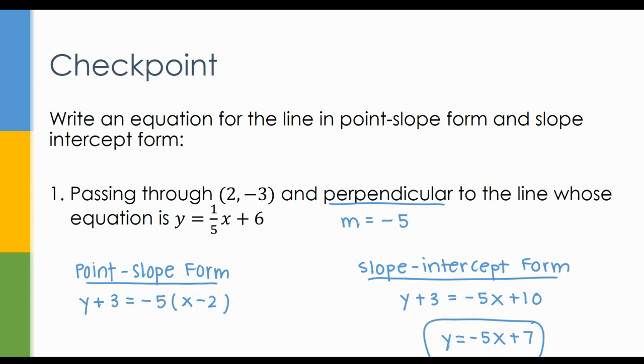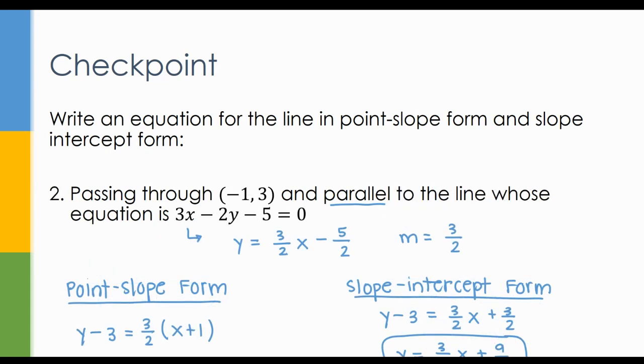For the first one, we're talking perpendicular. If 1/5 is the slope of that equation, the opposite reciprocal gives me the slope that I really want. Then point-slope form simplifies to y plus 3 equals -5 times the quantity x minus 2. Distribute the -5 and solve for y to get y equals -5x plus 7.